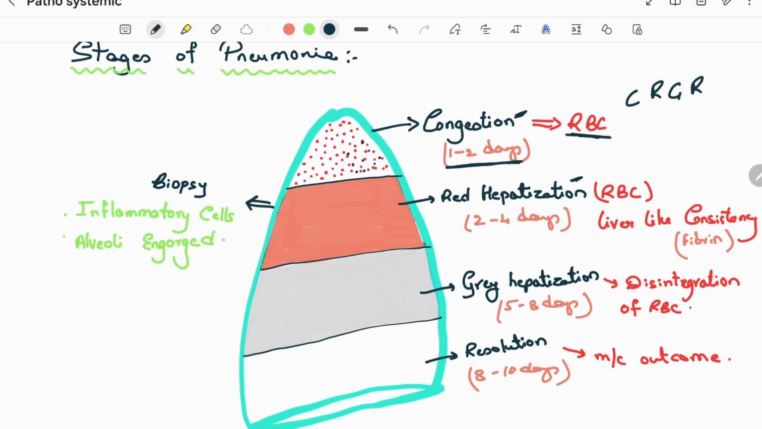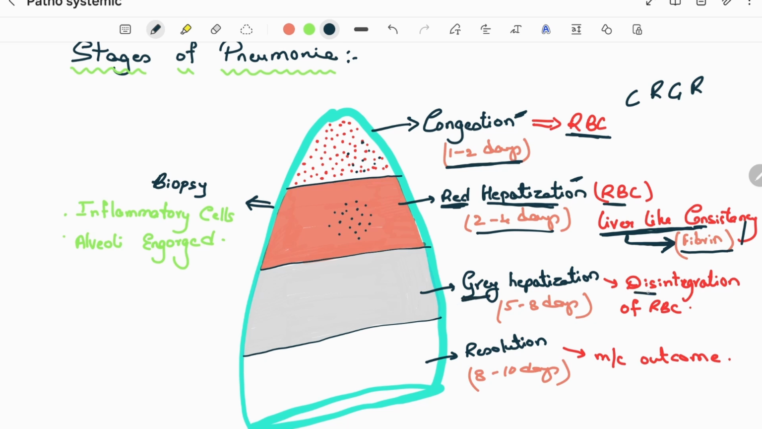Next one, red hepatization. It is due to the more involvement of the RBC or destruction of the RBC, and it happens in 2 to 4 days. Here we have named it hepatization. Why? Because the consistency of the liver is seen here. The consistency is due to this fibrin. As the fibrin is more, the consistency is like liver, and red color is due to RBC, hence it is called red hepatization.